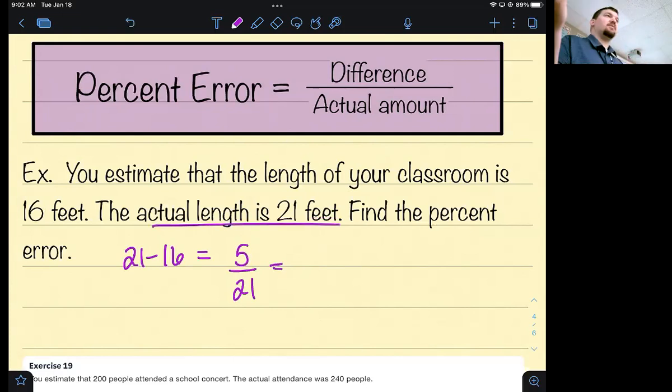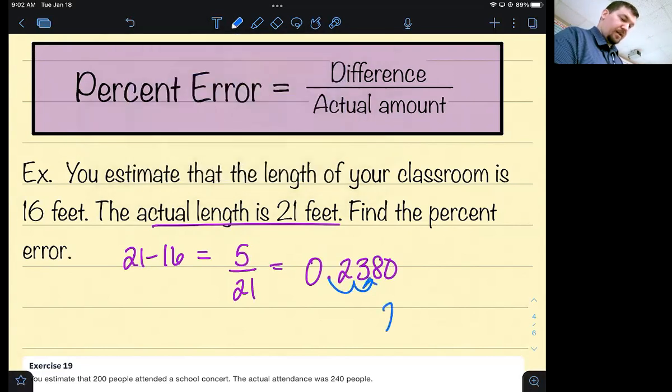Now I'm going to divide. 5 divided by 21 is 0. Use 4 decimal places. 2380. And then slide it to the right. And that's going to be 23.8%. The zero is obviously not going to do anything. So percent error is very similar to finding percent change. That's why they put them in the same lesson.